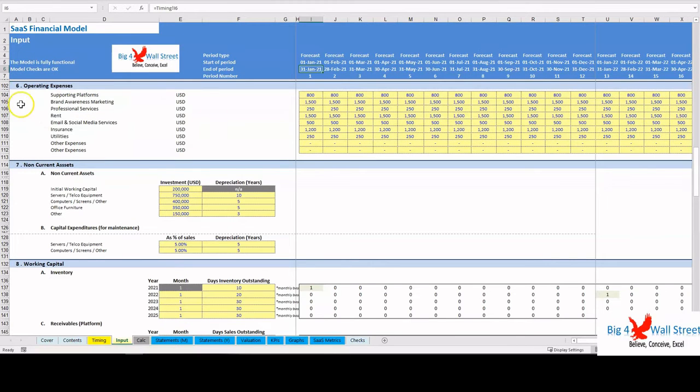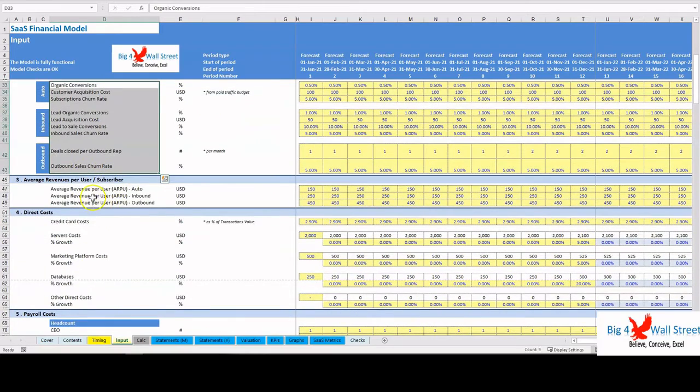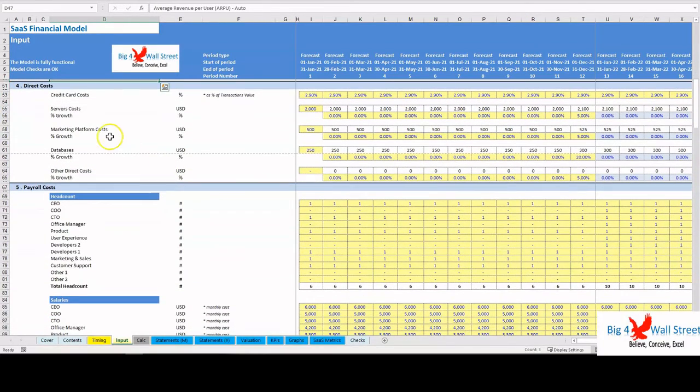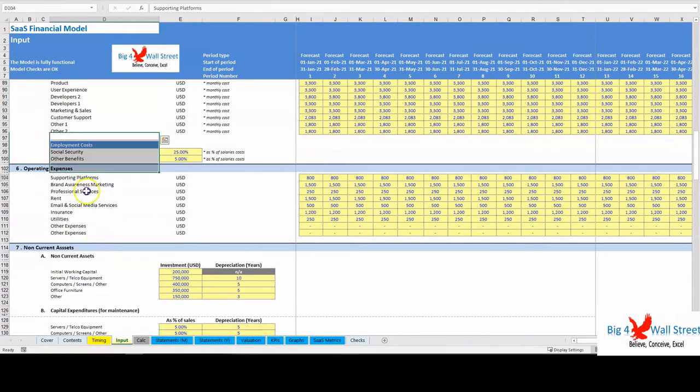Moving on to the Inputs tab, you can adjust the various assumptions of the model based on the specifications and requirements of your business. So effectively you can adjust the detailed revenue assumptions, and the user can amend the most important drivers such as organic traffic, paid marketing budget, leads generation budget, conversion rates, customer acquisition costs, average revenue per user. Moving on, the cost is comprised of 3 main categories: direct costs, databases, payment processing, servers, customer support, marketing; labor cost, headcount, salaries, employment costs and other benefits; and operating costs, rent, utilities, insurance, advertising, other supporting tools, etc.